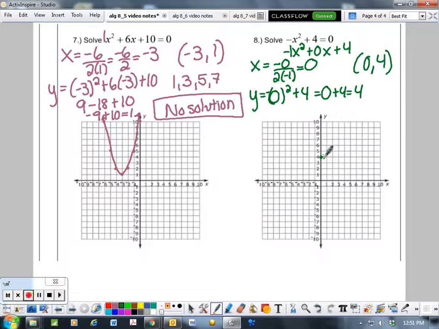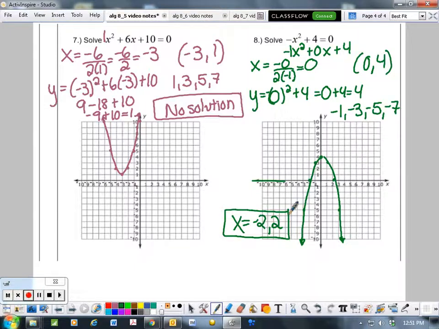0, 4. And then our pattern of change, since that's a negative 1, so negative 1 times 1, negative 1 times 3, negative 1 times 5, negative 1 times 7. So I go down 1 over 1, down 3 over 1, and then down 5 over 1. And so now we look to see our answer. Where does it cross this x-axis? It looks like negative 2 and 2. So our answer is x equals negative 2 and 2. And that's what we're going to be working on in class.